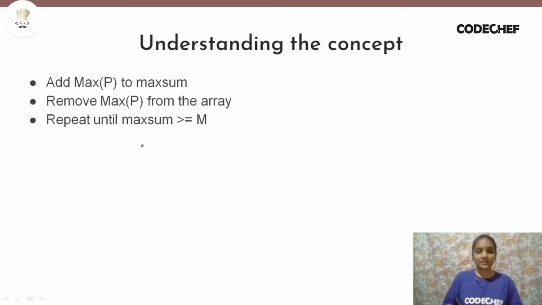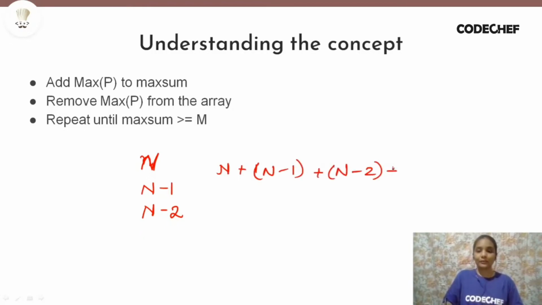So first there were n number of plates. Then the second time there were n minus 1 plates. Then the third time there were n minus 2 plates and so on. So like this, if we go on, there were n plates, then n minus 1, then n minus 2, up to the point when one plate is left.